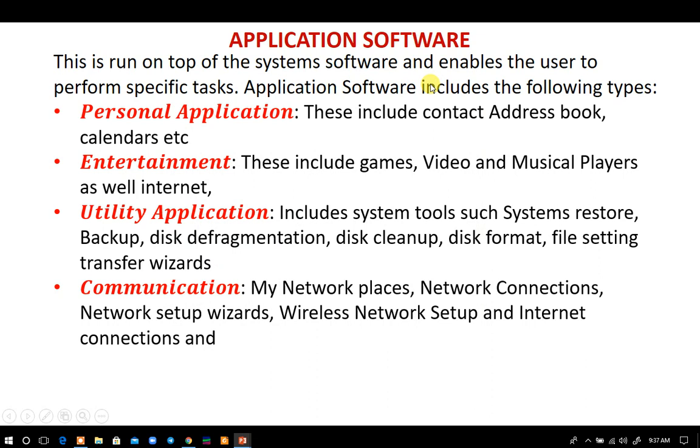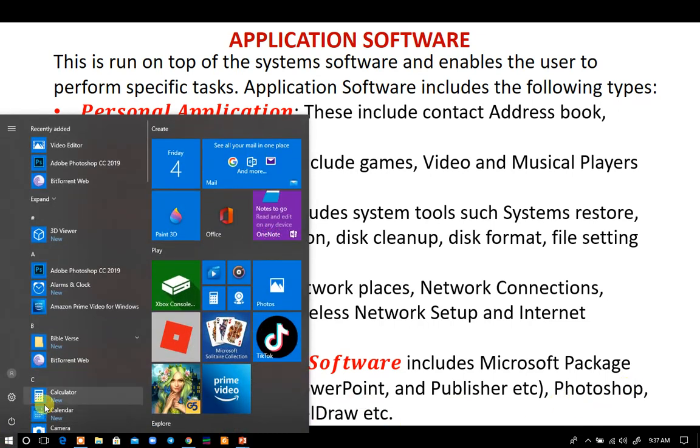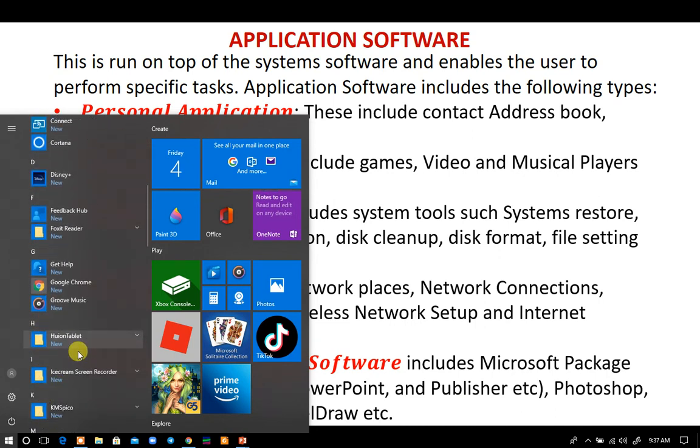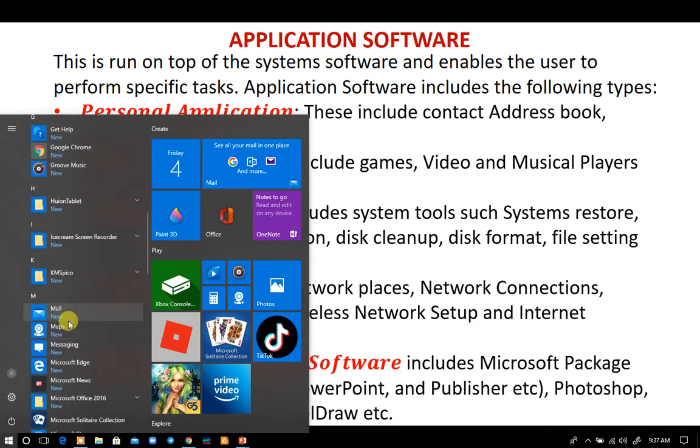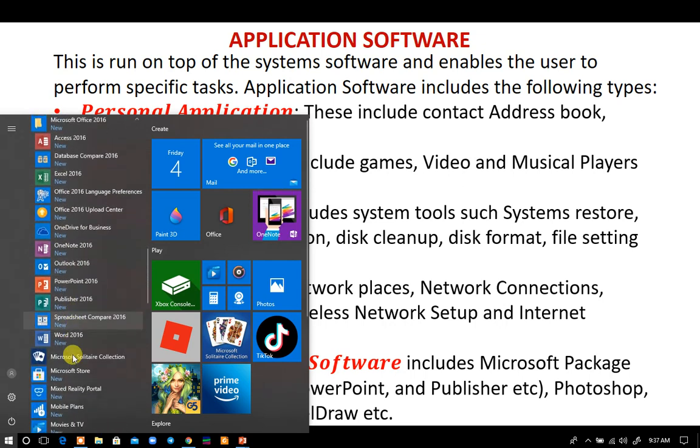Then from there we have another type of application, which is the business application softwares. These include the Microsoft package, and this is just the Word. We have Excel, we have Access, PowerPoint, and Publisher. So where can you find these on your PC? You just click on the Windows menu there, then you scroll down. You're going to find the Microsoft Office. Mine is 2016. So you open that, then you find all of them down there.